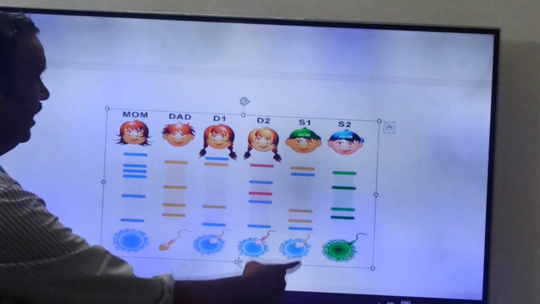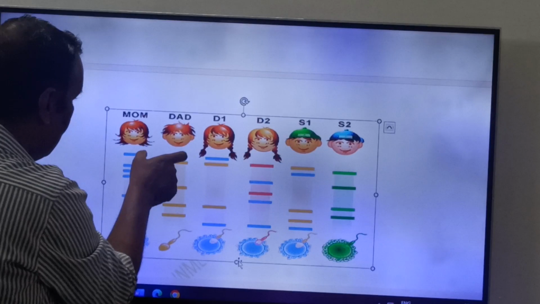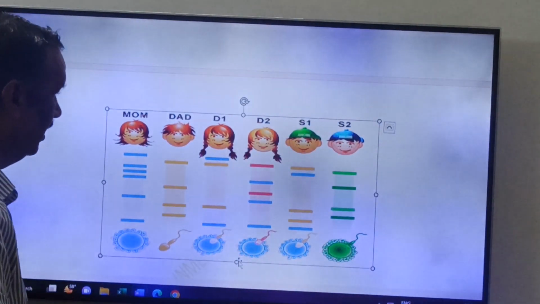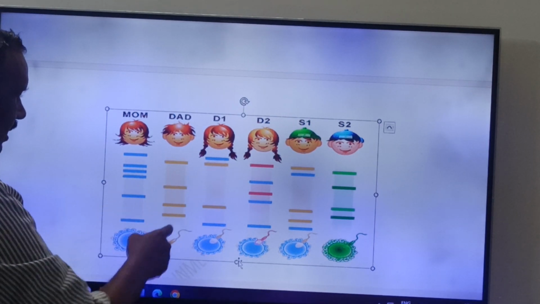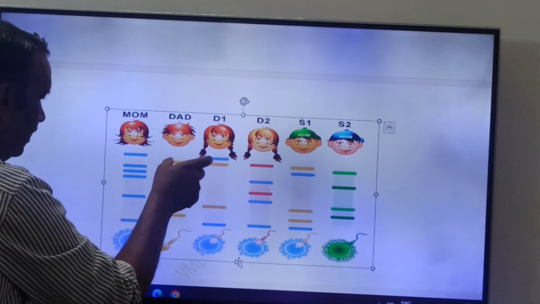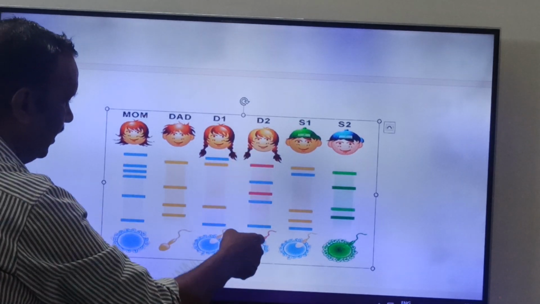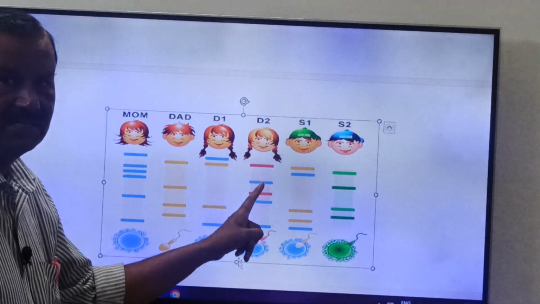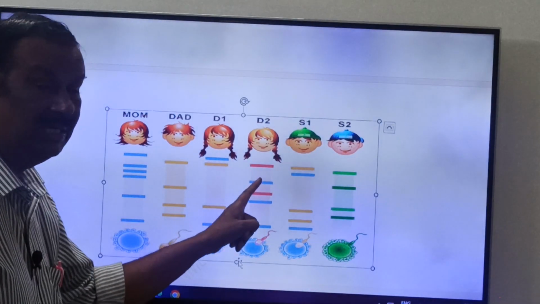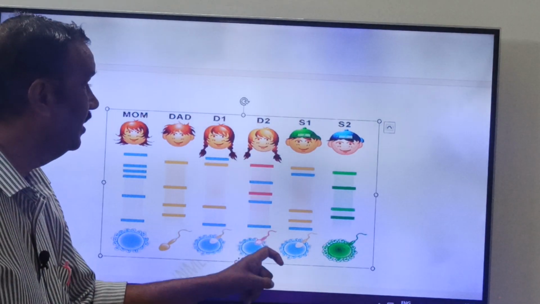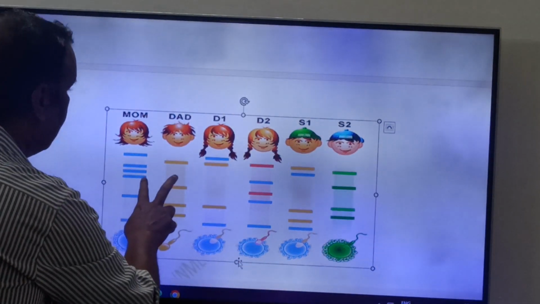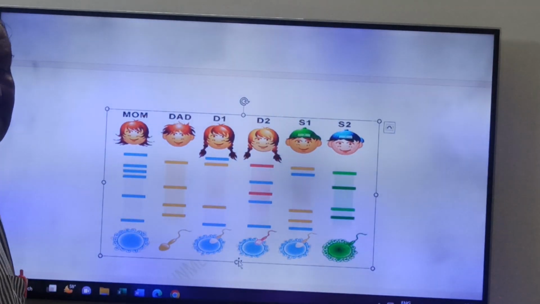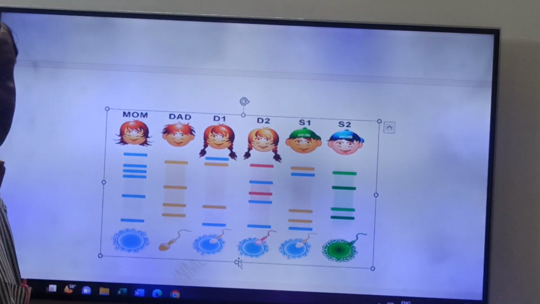Now you see that S2 has no bonds with these two parents. Here all the green bands are present, but S2 doesn't have those green bands. D1 is their own daughter and has similar bands. D2 has the bands of the mother only and has no bands of the father, which means this daughter is a stepdaughter. S1 is their own son and has the same bands. This is about DNA fingerprinting technology.